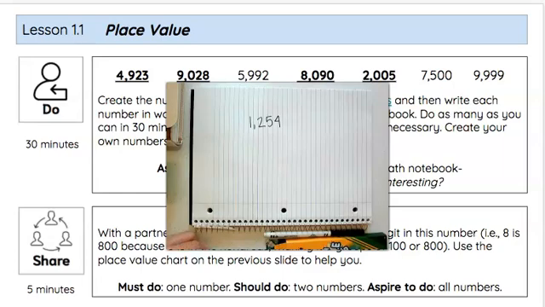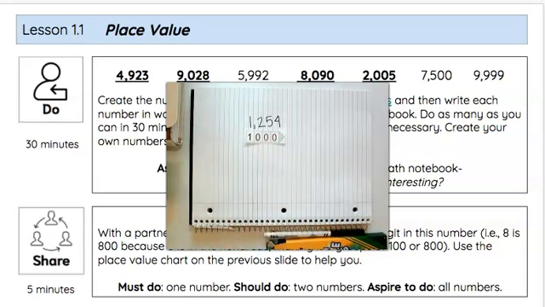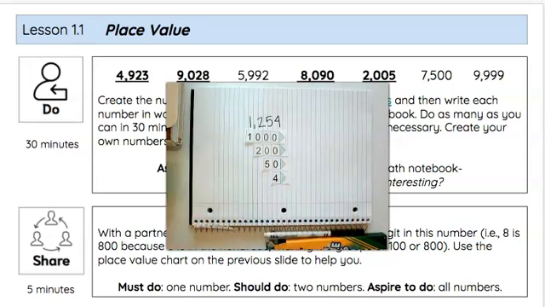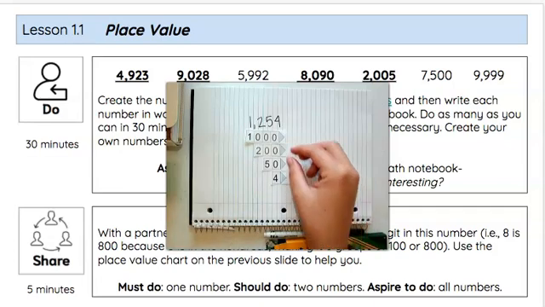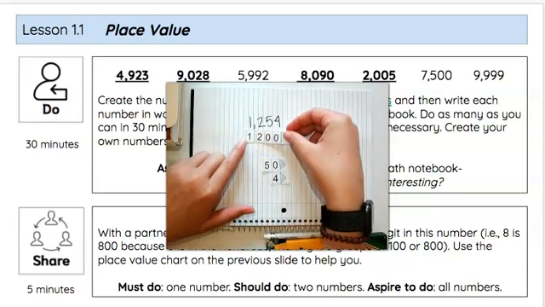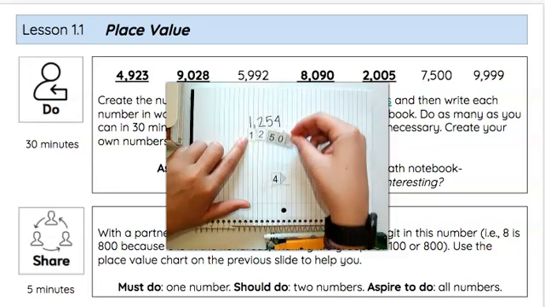When we use place value to break down this number, we get 1,000, 200, 54. Now let's combine them to help us when naming the number. Let's just start with the top two. When we combine the top two, we get 1,200. Then we add the next number.